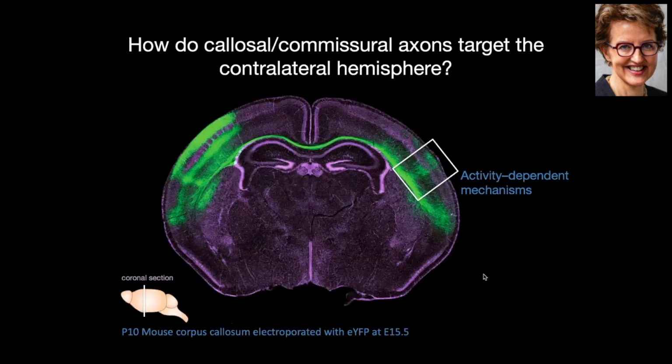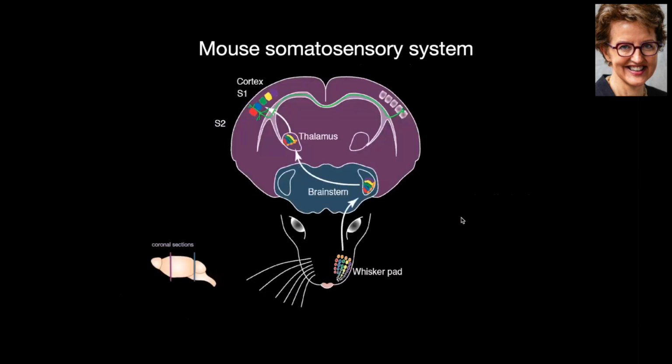So I was just going to switch very quickly to talking a little bit about how callosal axons target the contralateral hemisphere through these activity-dependent mechanisms. So a number of years ago, we set out to understand this, and we chose to use the mouse somatosensory system as a model for this because the projections from the whisker pad, as you may be well aware, project ultimately into the cortex, into the posterior medial barrel subfield here.